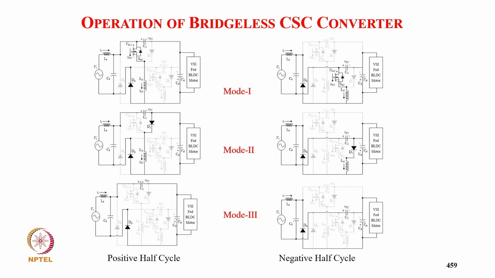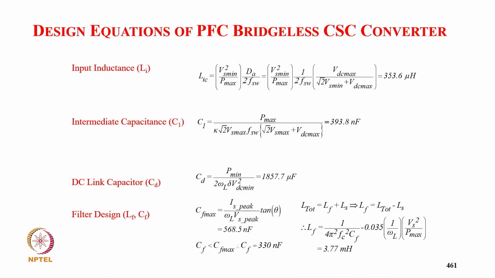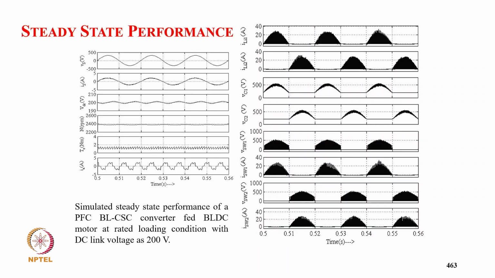These are the modes for the positive half cycle converter and negative half cycle converter: switch conduction, diode conduction, and none of the two conducting. The input inductor current is in DCM, and the capacitor voltage is designed continuous. The input inductor in DCM comes to 353.6 microhenry, with remaining parameters the same, and we select around one third of that, which is 100 microhenry. The size of the converter goes quite low. You can see here the supply voltage and supply current. The supply current is in phase with the supply voltage and almost sinusoidal, demonstrating power factor correction.